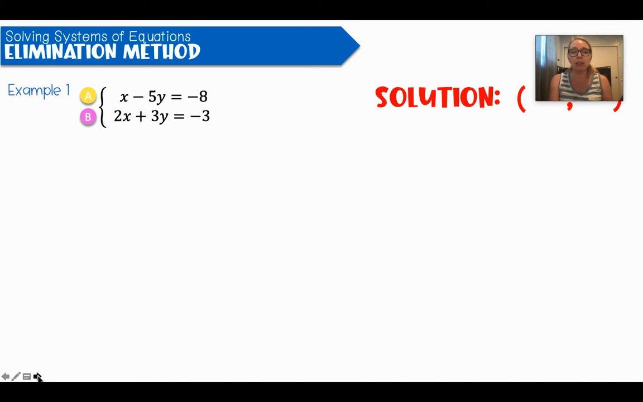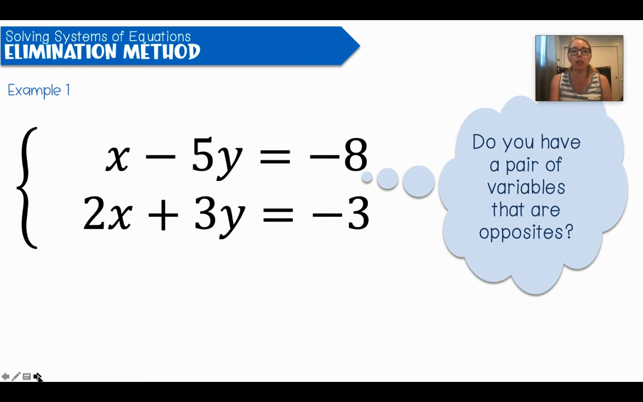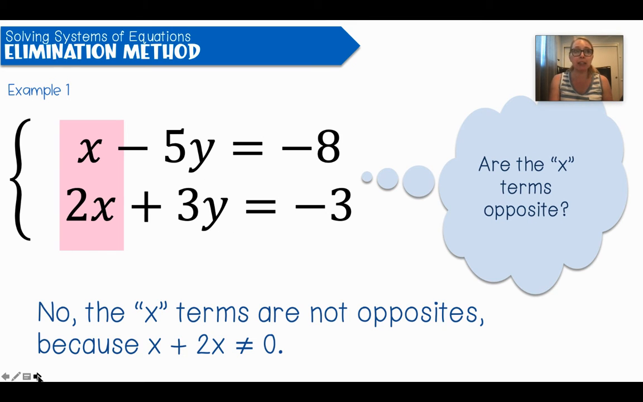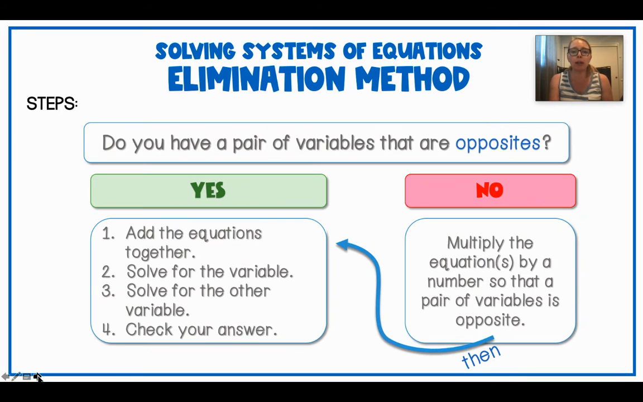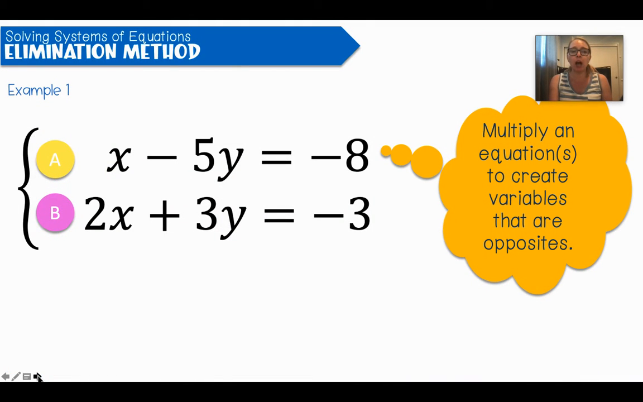Here our equations are x minus 5y equals negative 8 and 2x plus 3y equals negative 3. When we look at our variables, our x's, x and 2x, those are not opposites. They don't make a zero pair. And negative 5y plus 3y also does not make a zero pair. So what are we going to do? We want to make sure we have a zero pair. So we need to actually multiply one or possibly both of the equations by something to create opposites.